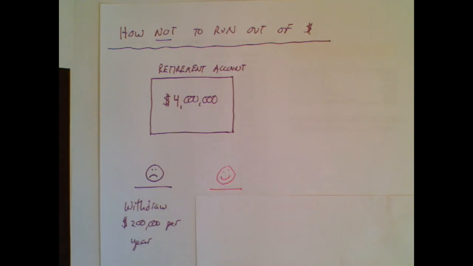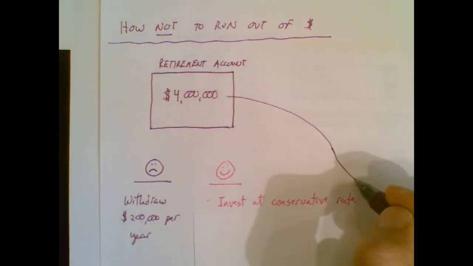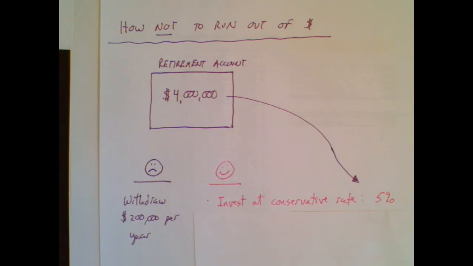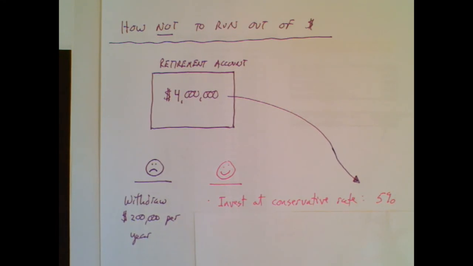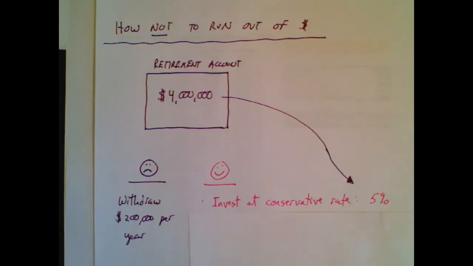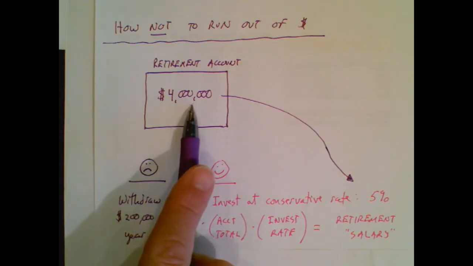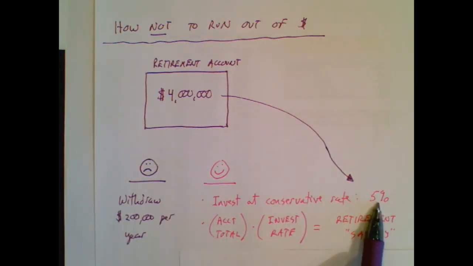We can put a smile on your face by using this type of thought process. You take your big pot of money, your $4 million, and you invest it at some sort of reasonable rate, probably much more conservative. In this case, I'm going to pick 5%, which is much lower than the 9.2% that you were investing at during your working career. And this just indicates that you're choosing safer investments so that wild changes in the stock market aren't going to affect you too much.